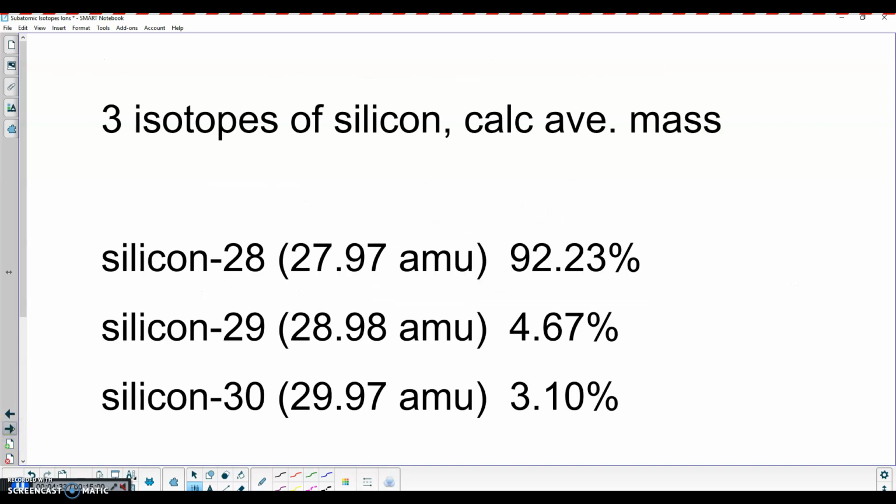Okay, let's do this one. Let's say silicon. This time we have 3. No big deal. We just do it 3 times instead of 2. If I give you a name like this and then a specific mass, use the most specific answer.